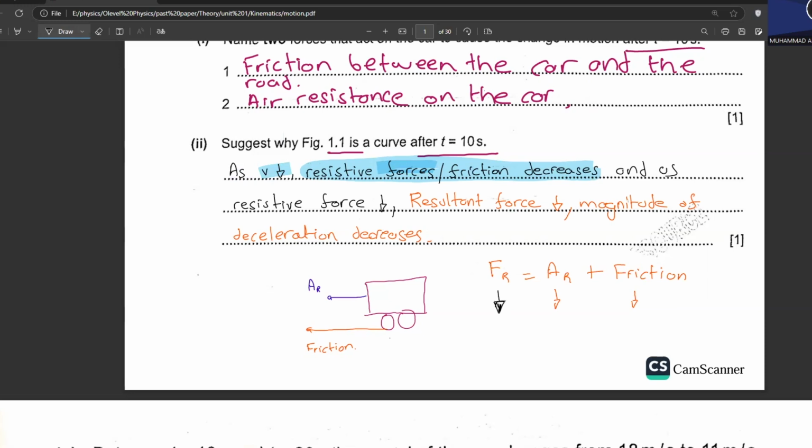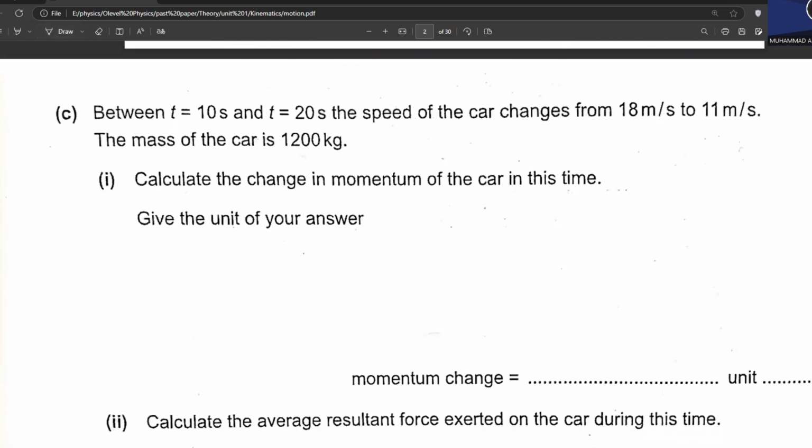As resultant force decreases, have we studied this formula? F equals ma. If resultant force decreases, your acceleration magnitude or deceleration magnitude decreases. Simple as that. This is what I have written here. Let's further move on to the next question.